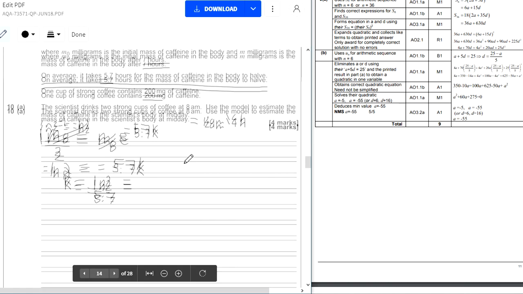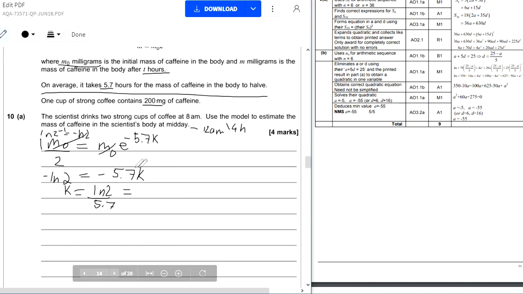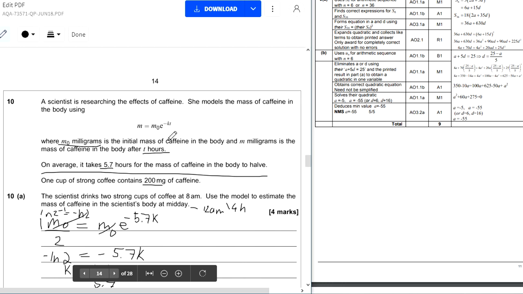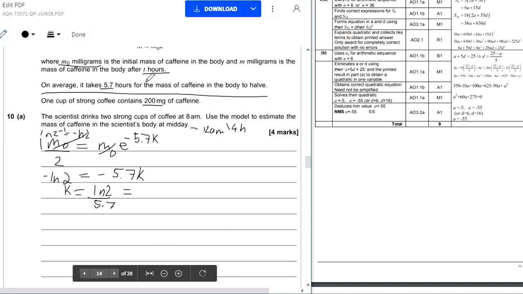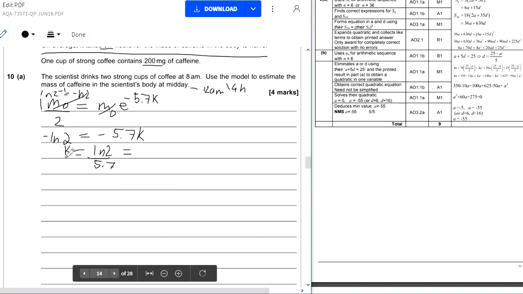So now it's just asking, okay, how much caffeine has he got there after 4 hours? He says 1 cup of strong coffee contains 200 milligrams, and the scientist drinks 2 of those. I'm going to assume that there's 0 caffeine to begin with. It doesn't really say that, but we don't get any information as to what else it could be, so that's what I'm going to use.